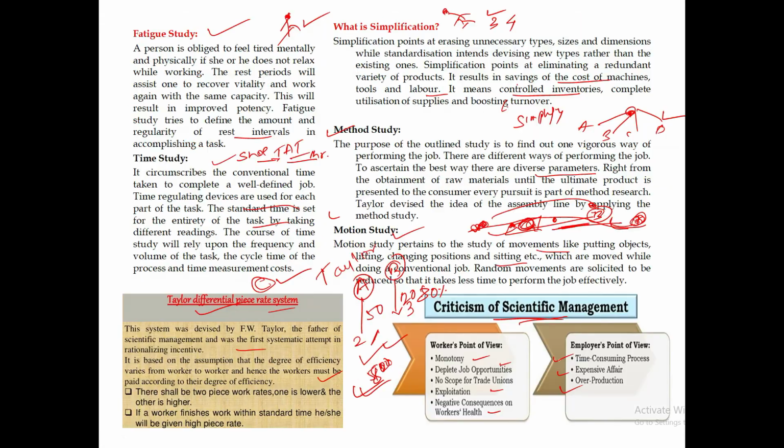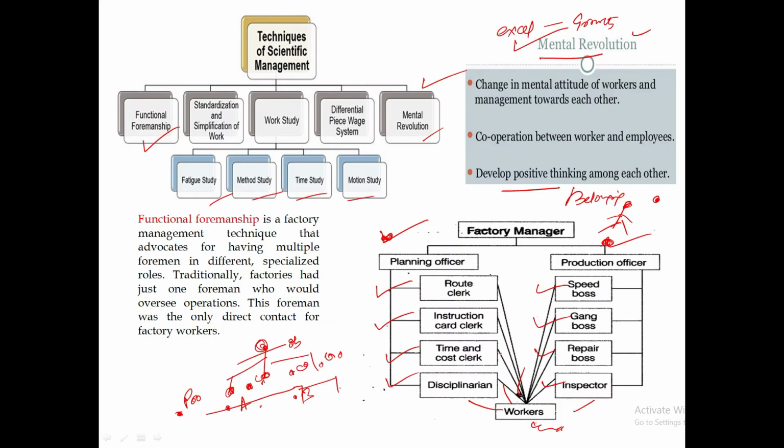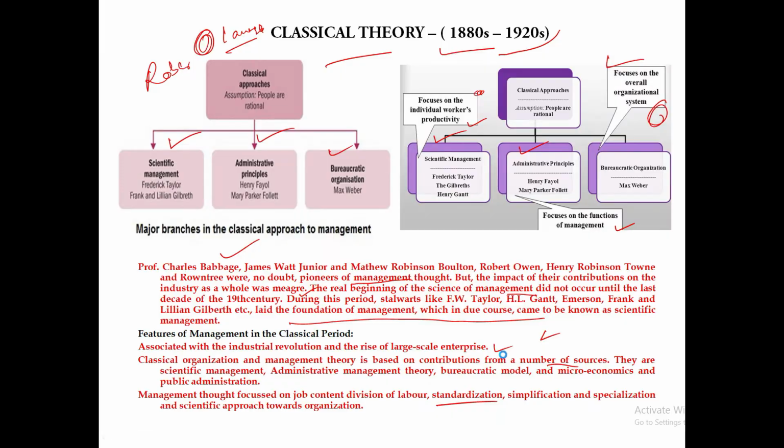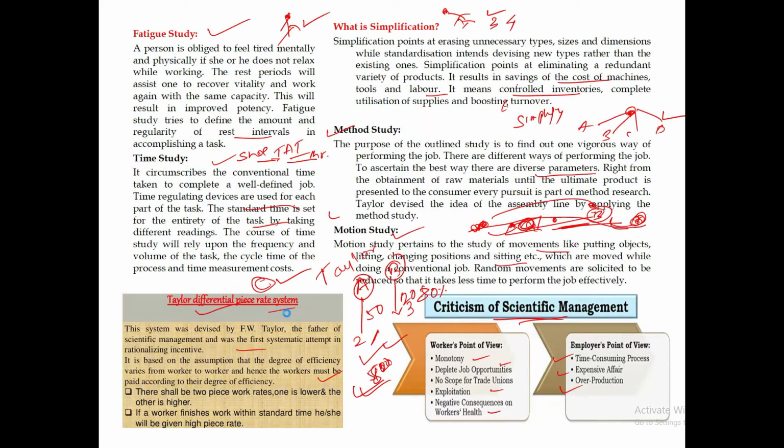All right, let me take you back to the first diagram. In classical theory, we have seen there are three persons: scientific management, which is Taylor, then administrative principle, Henry Fayol, and then bureaucratic. So these are the three points. Now we are at Henry Fayol.